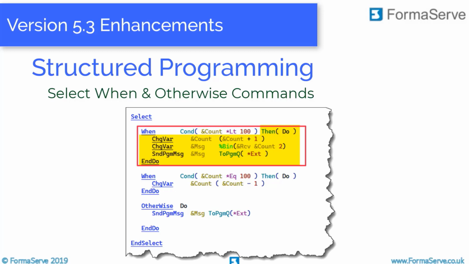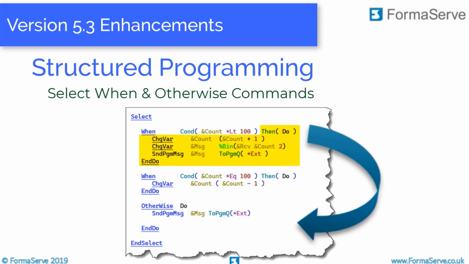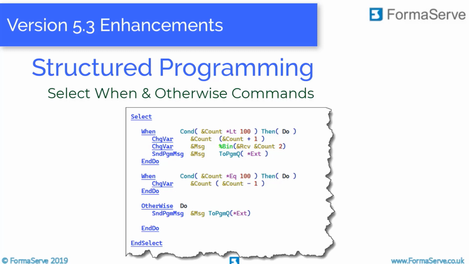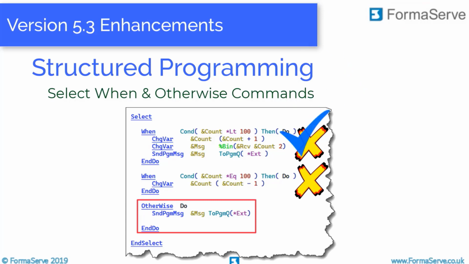Once it's executed that block of code, it then moves down to the end select statement. No other when or otherwise statements are actually executed. Control drops out to the end of the select statement. The otherwise command is a catch-all. So if the first when doesn't catch anything and the second when doesn't catch anything, and so on, the otherwise will actually get executed.